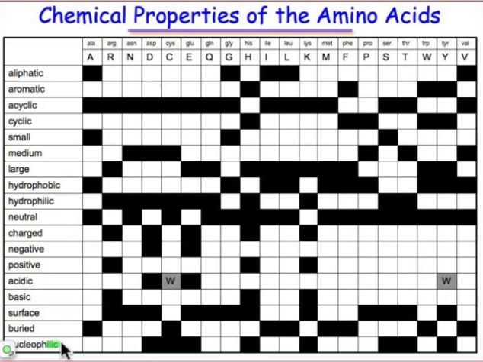The next row simply is nucleophilicity, whether the side chain bears a nucleophilic group like the carboxylate groups of aspartate or glutamate, or the cysteine side chain, and so on.